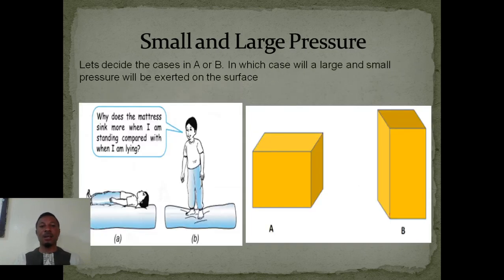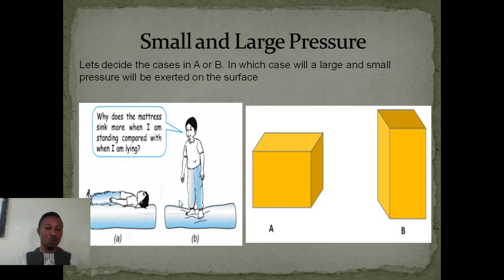Let's decide the case A or B. In which case would a large and small pressure be exerted on the surface? Let's see A and B here, and A and B here. I guess many of you are going to say B, there will be large pressure, and in A there will be small pressure. Why do we have small pressure here? Can you guess? I guess some of you will look at the area here, how the wider area in surface contact, lying through, has a small pressure being exerted here. But here, just the leg is standing, so more pressure is being exerted.